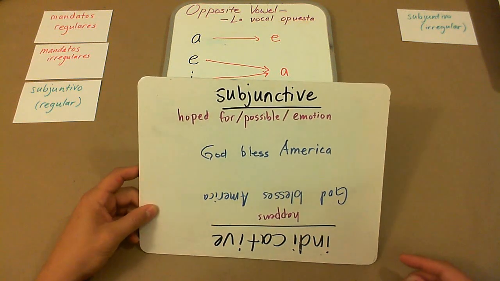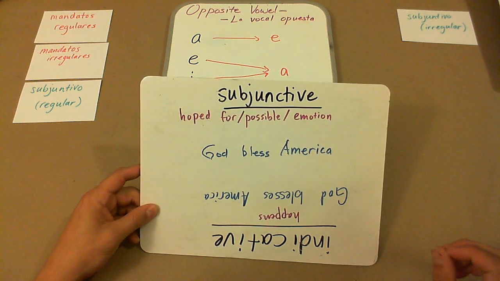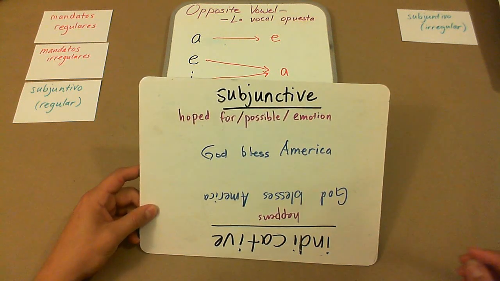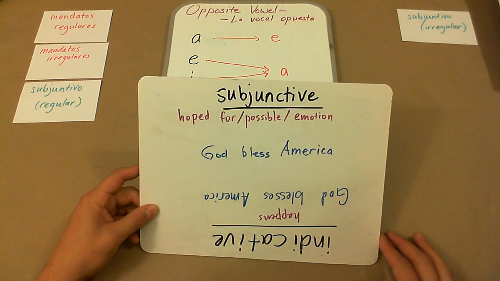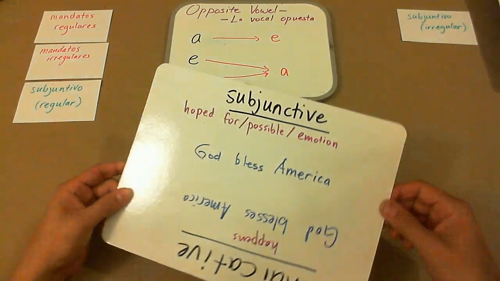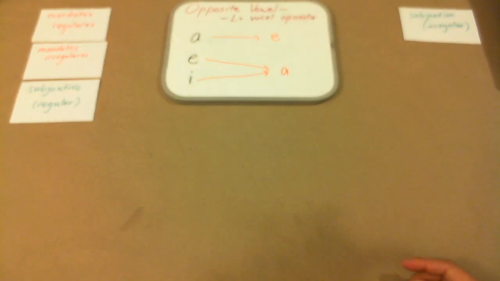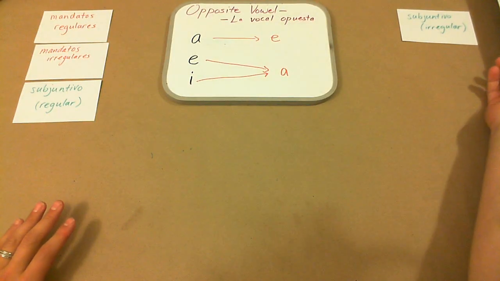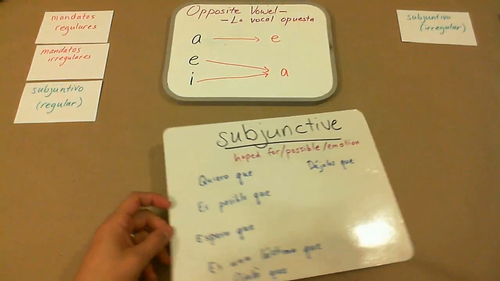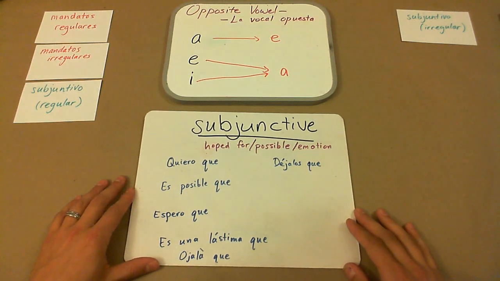Same thing with the expression, it is imperative that you be there on time. You be there on time is not how we normally say it. Normally we say, you are there on time. So when we say, it is imperative that you be there on time, that is the subjunctive in English. We don't use it very much. Mostly it'll pop up in expressions like God bless America. It does exist in English, it's just not that common. And it's not used in nearly as many situations as it is in Spanish.